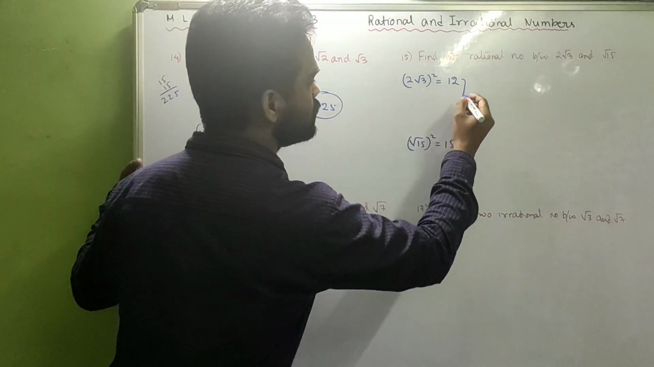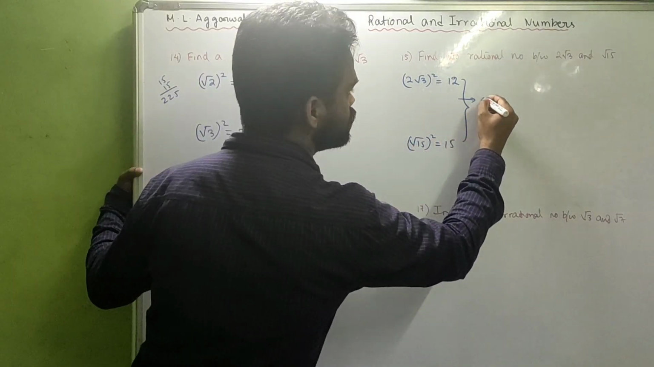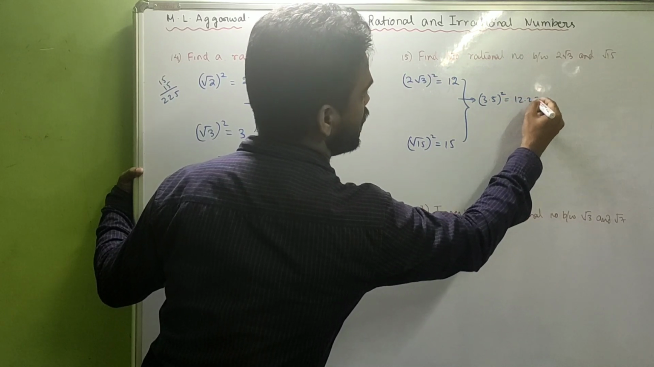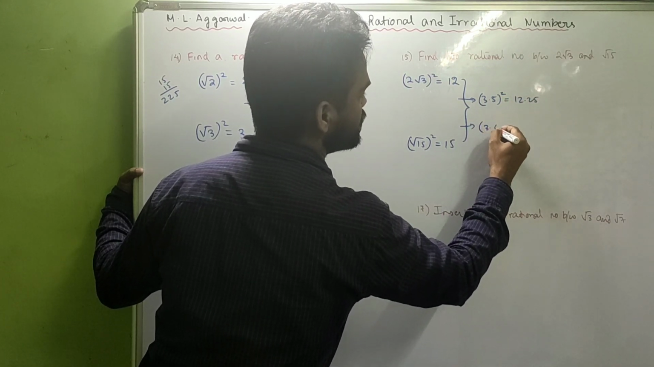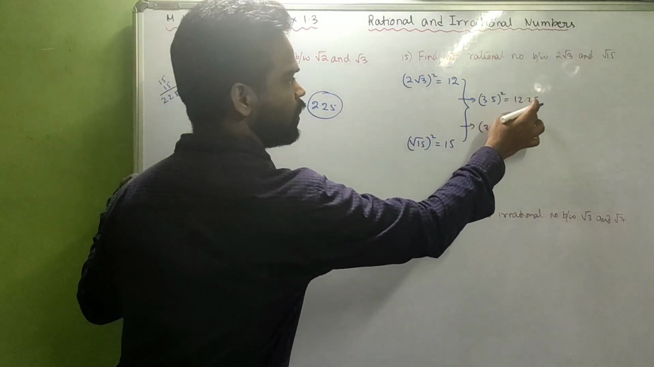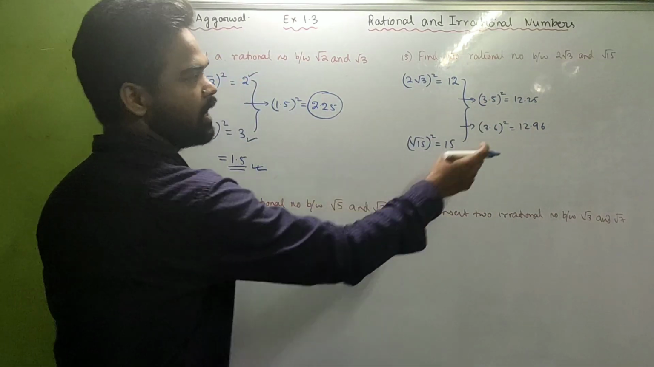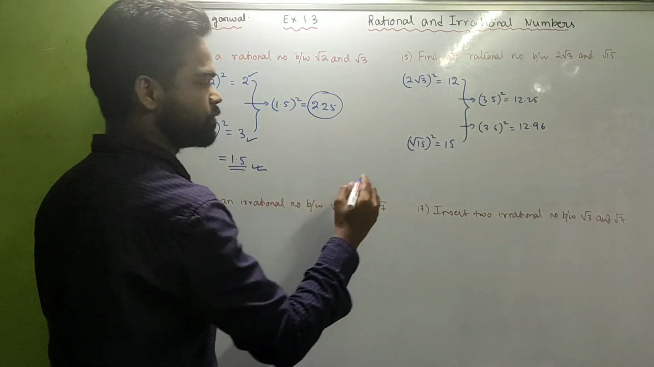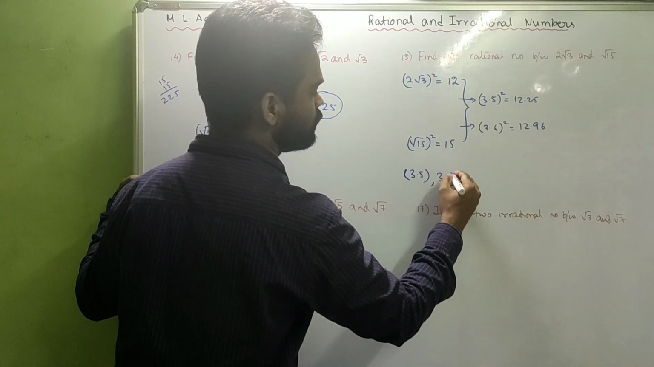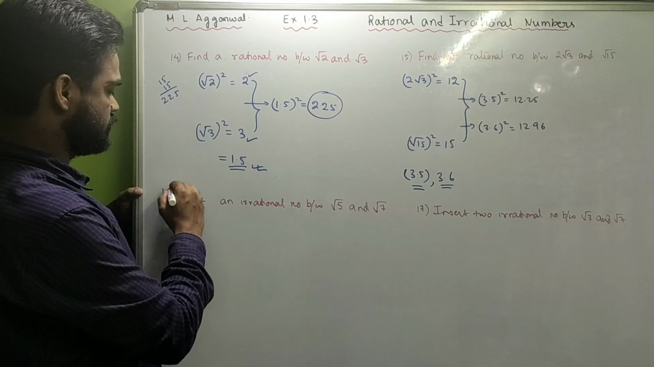Okay. So you talk about 35 into 35 is 1225. So 3.5 square, and of course 3.6 square, isn't it? So 12.25 and 12.96 are perfect squares of 3.5 and 3.6, and these two lie between these two, which means there can be many answers. Okay, 3.5 and 3.6. Okay, now let us see.